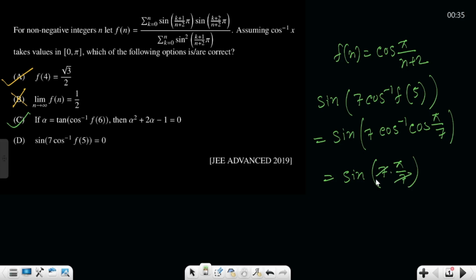So this 7 and this 7 will be cancelled, and what will be left? Sine pi will be left here. Now sine pi is equal to 0, right? So this option is also correct, right? So you can see we solved it where A, C and D are correct. Okay, A, C and D are correct and B is the incorrect option.